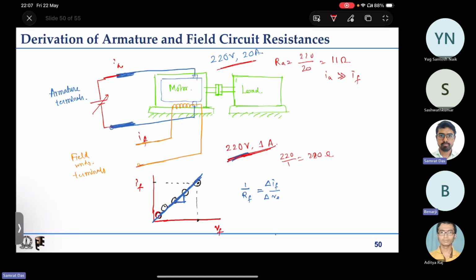Sir, I think we cannot, because based on the load, the current changes for the same 220 volts. No, when, so this rating is about the rated condition. That is, the motor is rotating. If we apply 220 volt and the motor delivers the rated torque, then the current is supposed to be 20 ampere.